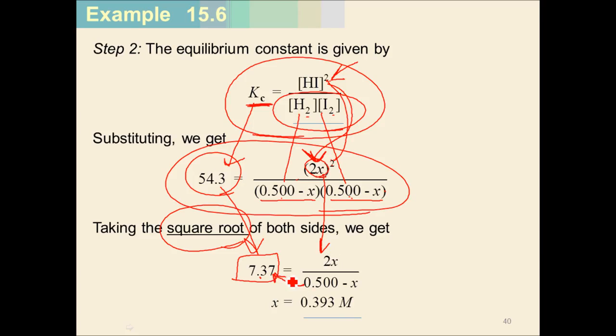Now, how do we solve for X? Let's do our algebra, right? You're going to multiply both sides by 0.5 minus X, so we can get rid of that expression. And when you finally solve this, you will get X to be 0.393. So there's quite a bit of algebra in solving these equilibrium problems.